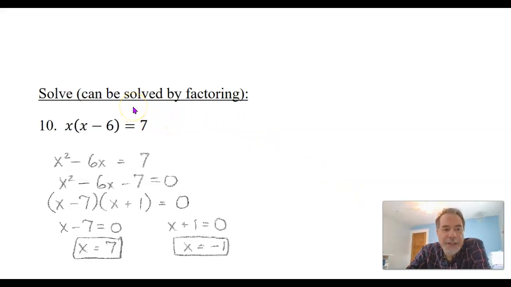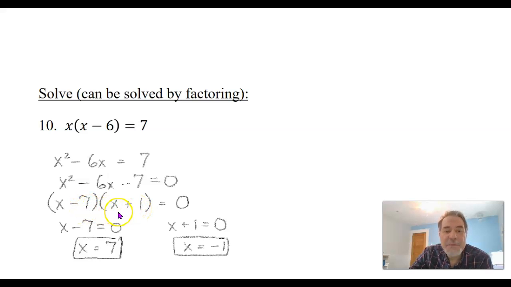And now solving. x times x minus 6 equals 7. If you multiply this out to get rid of the parentheses, you get x squared minus 6x equals 7. And this is a quadratic equation because it has an x squared in it. So I'm going to get everything on one side equal to 0 on the other side. Subtract 7 on both sides, you get x squared minus 6x minus 7 equals 0. And then this x squared minus 6x minus 7 can be factored into x minus 7 times x plus 1.